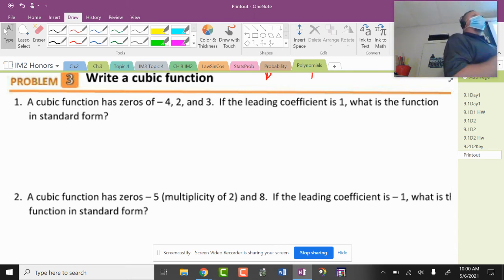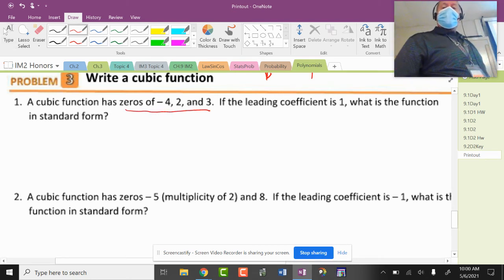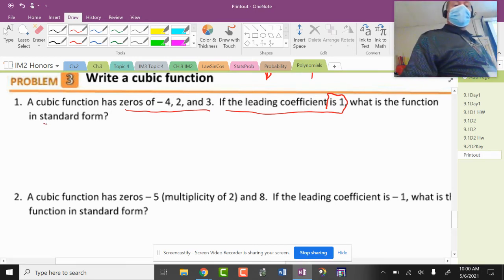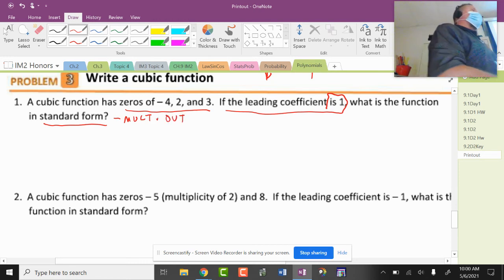And I did bring this up when we were looking at graphs and coming up with the equation from a graph. We really should be talking about the a term, the leading coefficient. So a cubic function has zeros of blah. If the leading coefficient is 1, okay, fine, which is what we had on our previous stuff. What is the function in standard form? You must understand that that means multiplied out. That's what standard form is. ax cubed plus bx squared plus c, that's what it means.